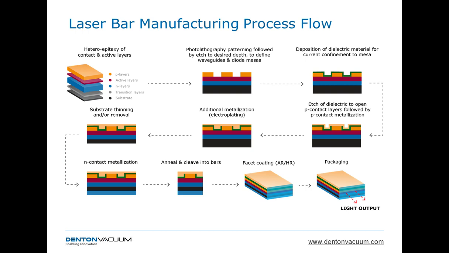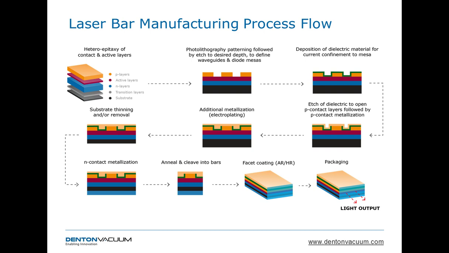Here's an example of the laser bar manufacturing process flow. I just want to mention it's by no means definitive and can definitely vary substantially depending on the type of laser that you're using. Is it a VCSEL or an edge-emitting laser? Does it have internal cavities or external cavity, etc.? So this is just an example of the process flow, but it would have most of the key processing steps that you would see across all types of laser manufacturing processes.